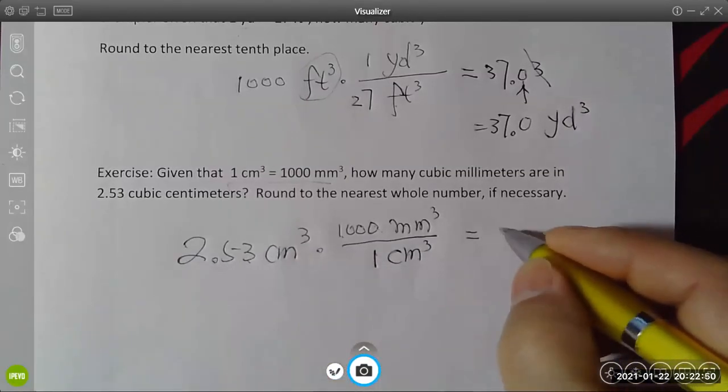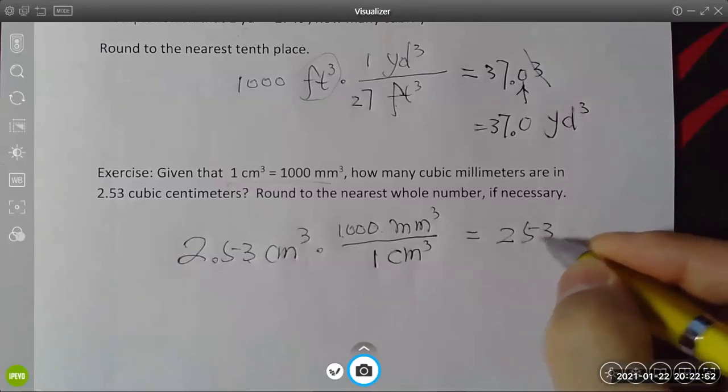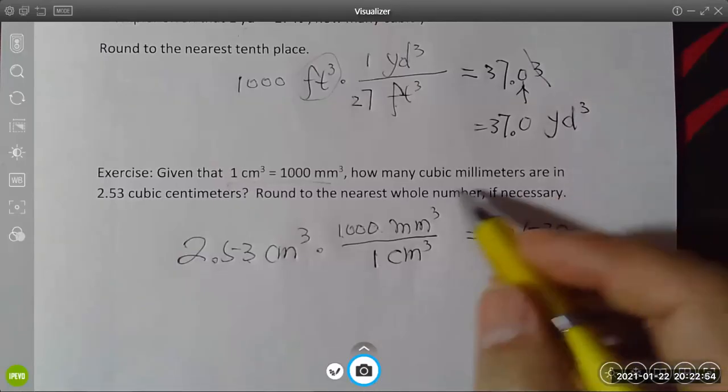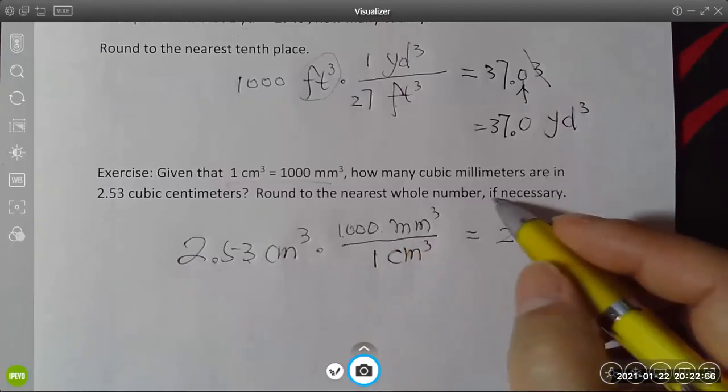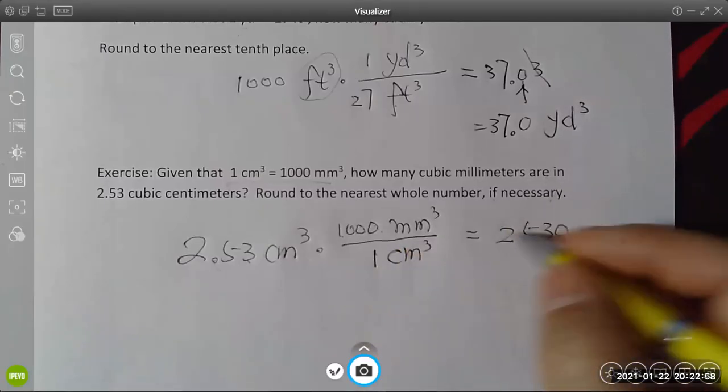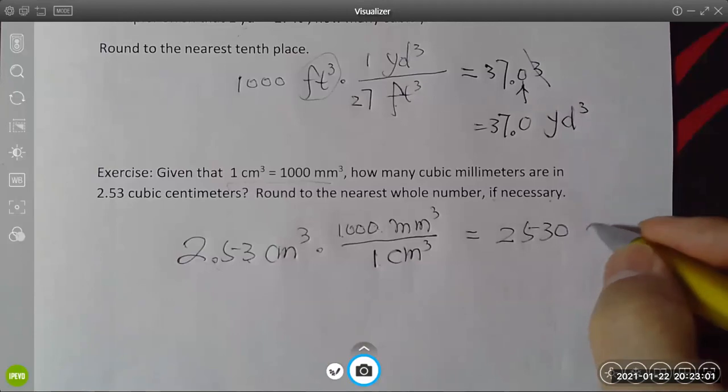So the result is 2,530. This is the exact number. It says round to the whole number if necessary. This is not necessary. We get a whole number directly. So this is cubic millimeters.